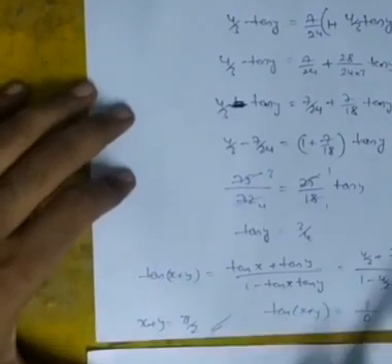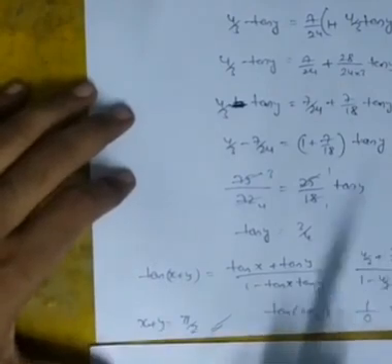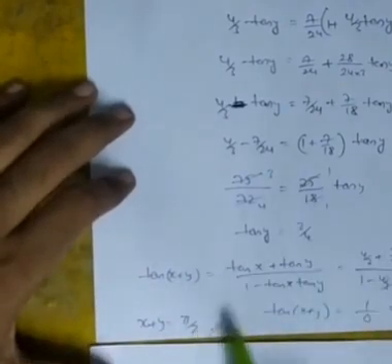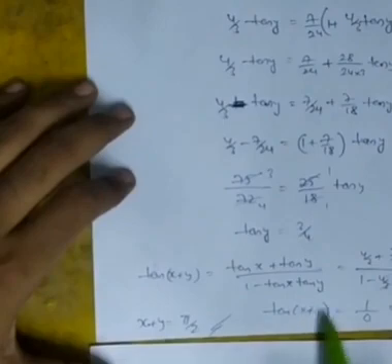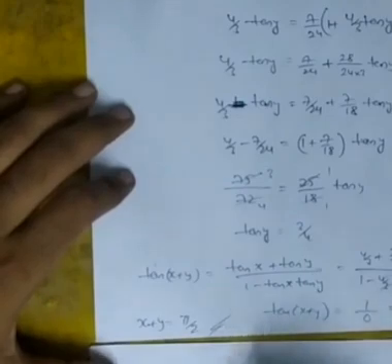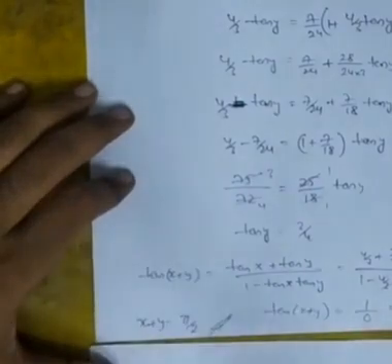Tan of x plus y is infinity. Then x plus y must be 90 degrees, because only tan of 90 is infinity. So x plus y is pi by 2. It will become x plus y equals pi by 2, which is the correct answer.